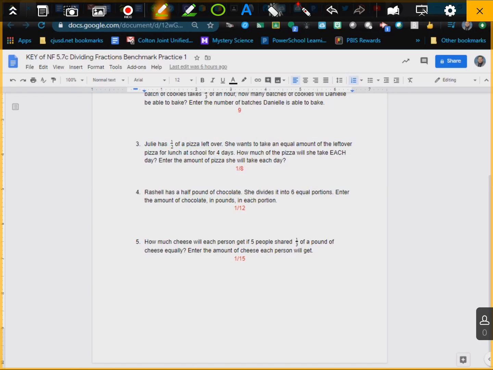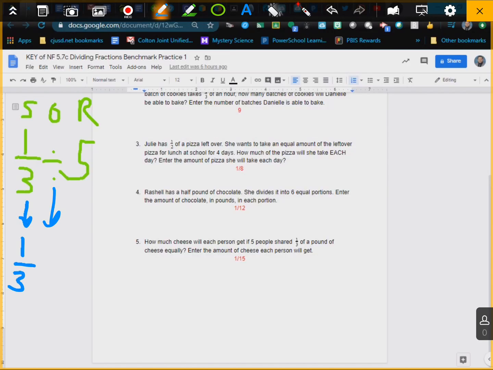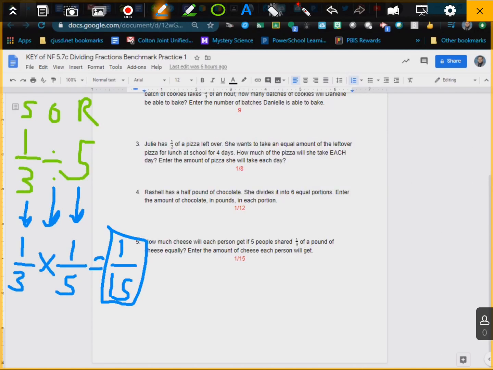All right? So let's do number 5. How much cheese will each person get if 5 people share 1/3 a pound of cheese equally? What's being divided? The 5 people or the cheese? It's the cheese. So the cheese is being divided by 5. Same, opposite, reciprocal. So 1/3 stays the same because that represents the amount of cheese that's left over. Opposite of division is multiplication, and the reciprocal is 1/5. Instead of 5, it's 1/5. Now we multiply. 1 times 1 is 1. 3 times 5 is 15. Each person's going to get 1/15 pound of cheese.